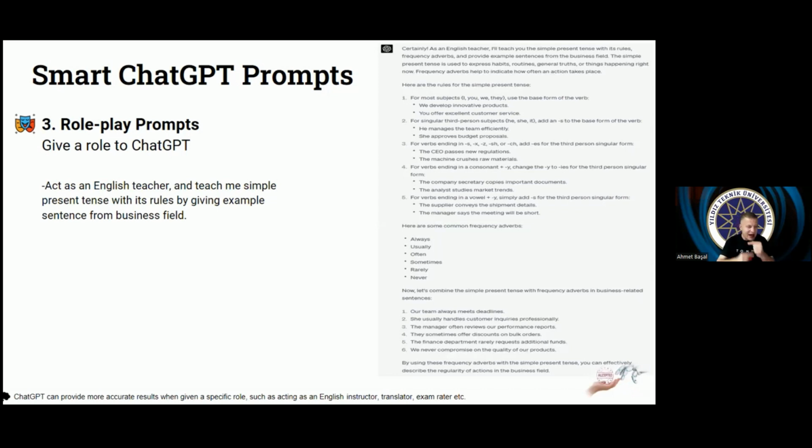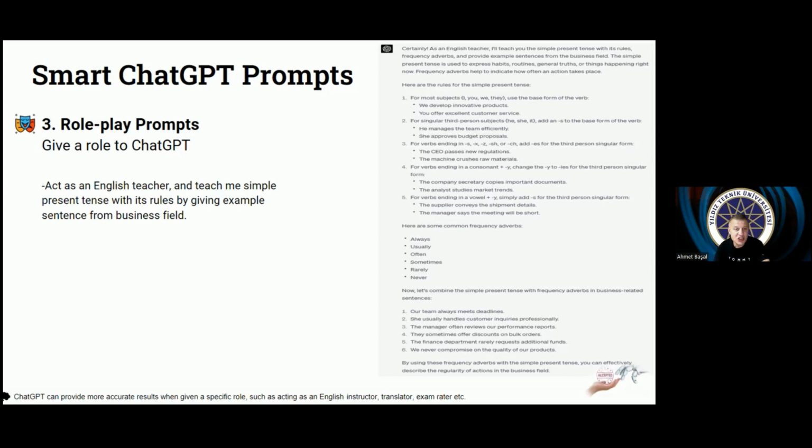But again, I am using a combination of prompts, not only giving the role play prompt, but also feeding ChatGPT with information. Now, please, okay, teach me simple present tense, give the rules, but when giving examples, use sentences from the business world. Again, I use role play prompts. ChatGPT will behave or act like an English teacher, and also I feed ChatGPT with information. The sentences should be from the business world.